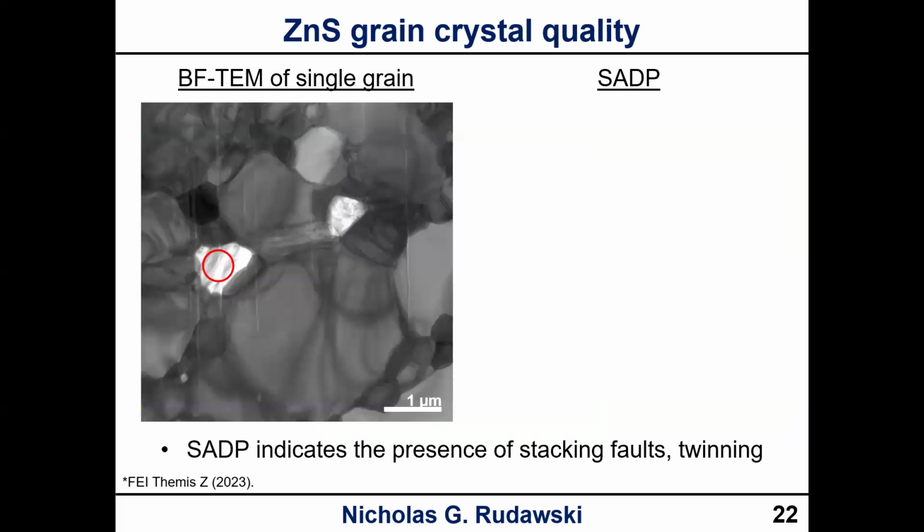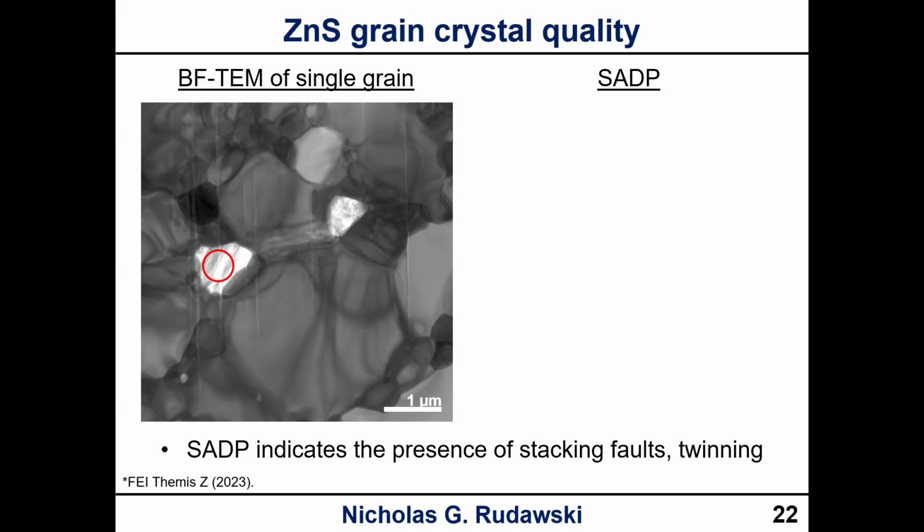Okay, we can also use it to evaluate the crystal quality. So this is a composite material, and it has some grains of zinc sulfide in it. Zinc sulfide, of course, has the zinc blende crystal structure in its equilibrium, okay? But it can be highly defective depending on how it is grown and processed, okay?